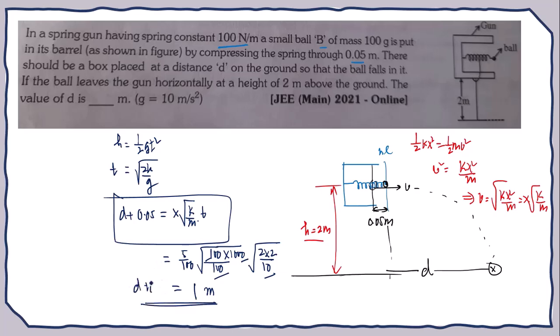So d plus 0.05 is equal to 1 meter. It is not clear what distance you have to calculate. So the answer was 1 meter because it is the numerical answer. So D is the 1 meter. This is the total distance they are asking for, that is D prime. So that is equal to 1 meter. Okay.